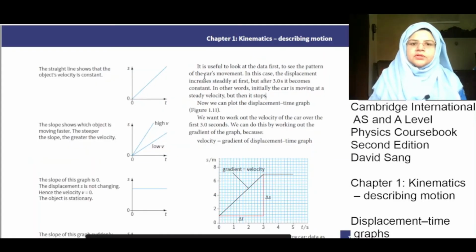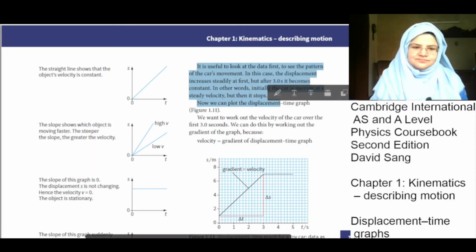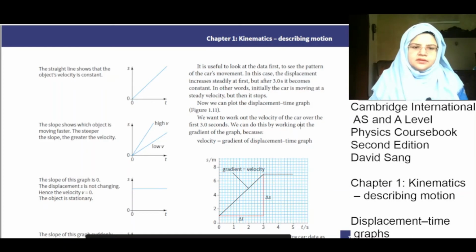It is useful to look at the data first to see the pattern of the car's movement. In this case, the displacement increases steadily at first, but after 3 seconds it becomes constant. In other words, initially the car is moving at steady velocity, but then it stops. Now, we can plot displacement time graph, figure 1.11.